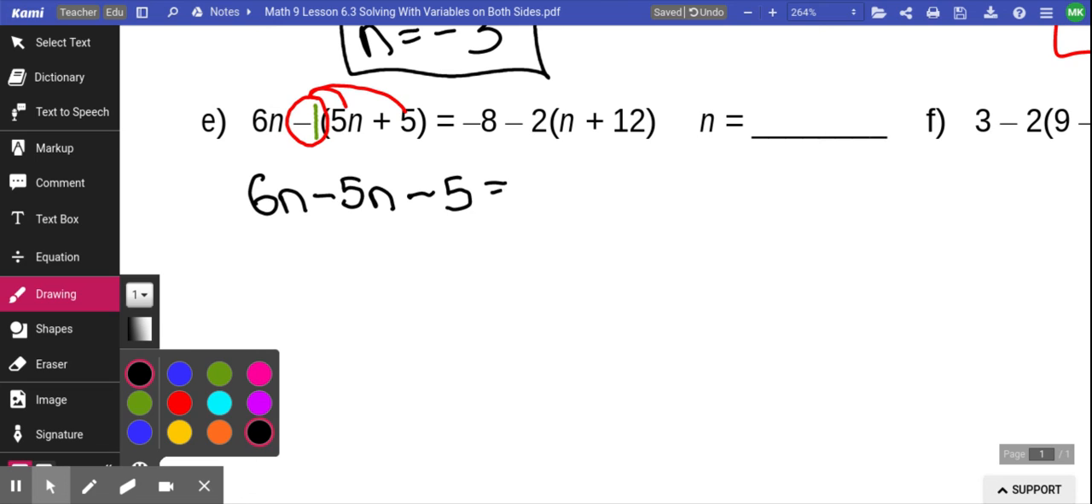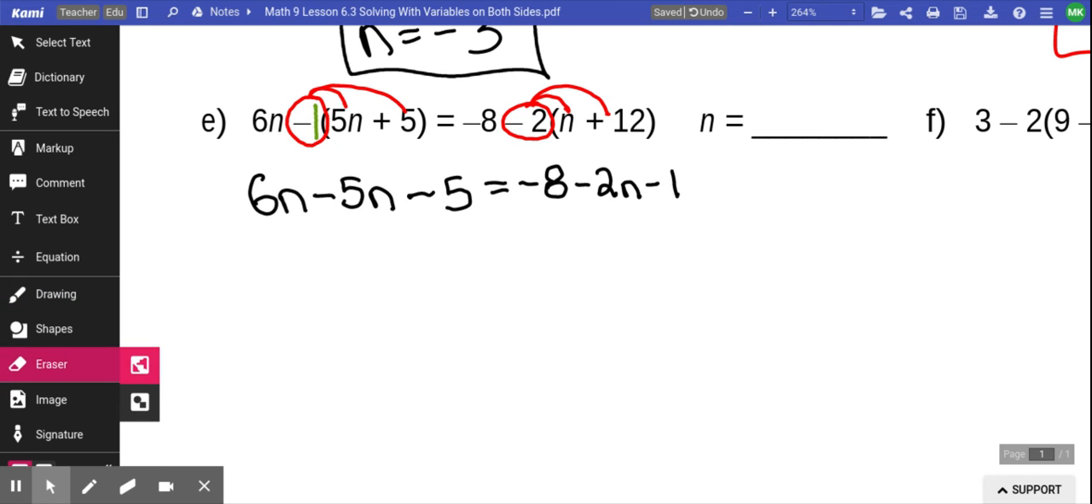On the right side, we have another set of brackets. This time it's -2 that needs to be multiplied into the brackets. That leaves me with -8 minus 2n minus 24.